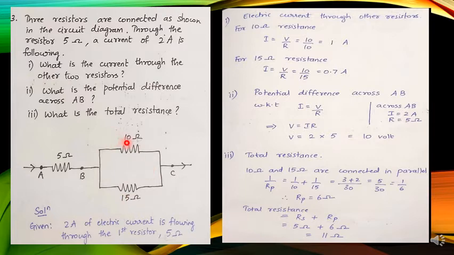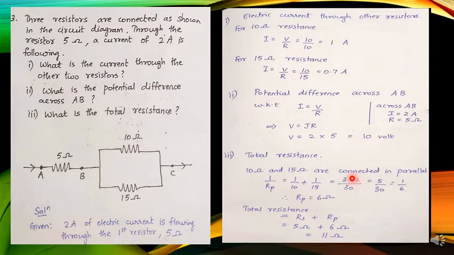So what is the formula when the resistors are connected in parallel, 1 by Rp is equal to 1 by R1 plus 1 by R2. R1 is 10 and R2 is 15. So the formula is going to be like this. 1 by Rp is equal to 1 by 10 plus 1 by 15. What is the LCM of 10 and 15? It is 30.